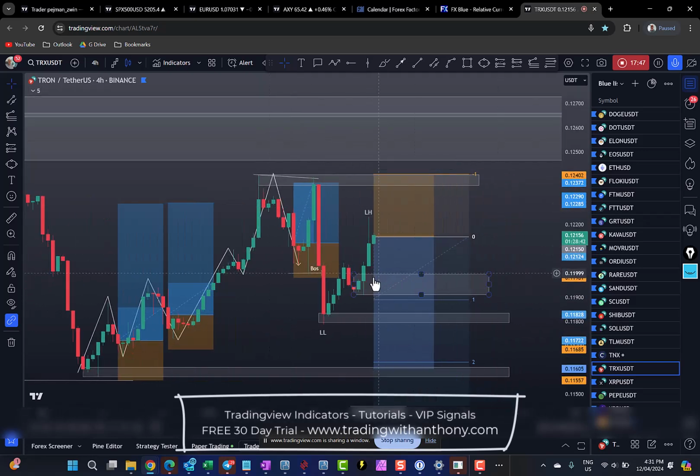Don't forget to take T1 partials and protect yourself.